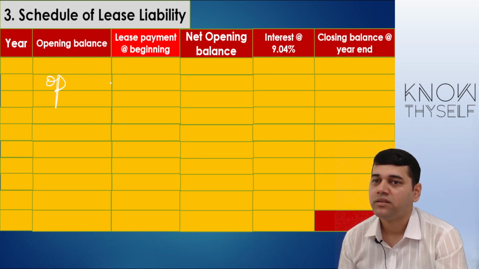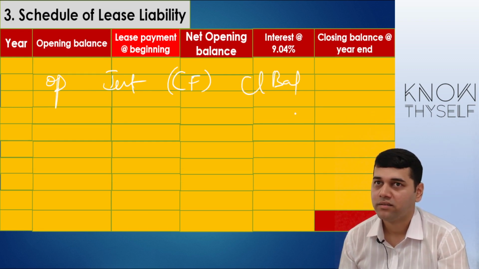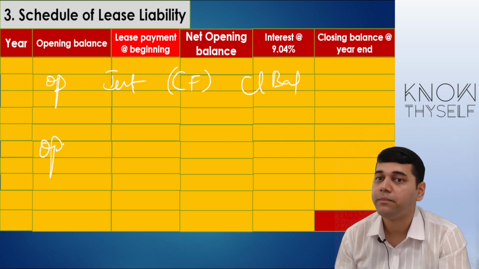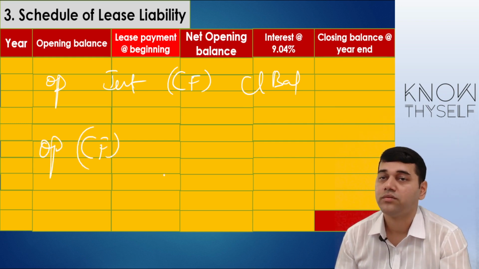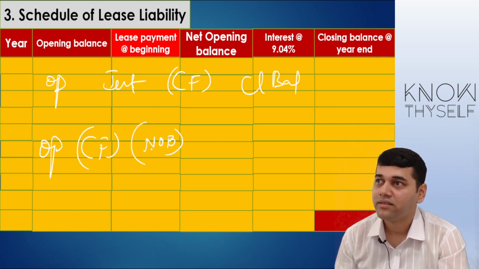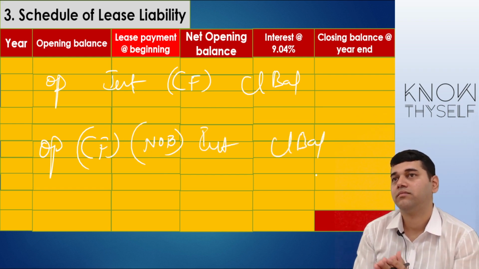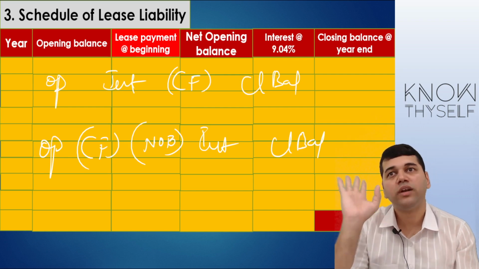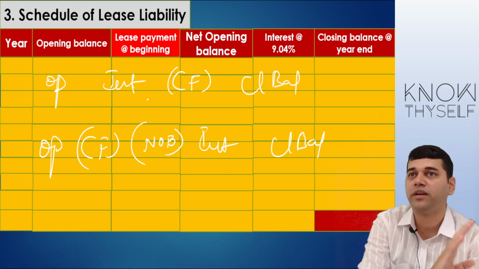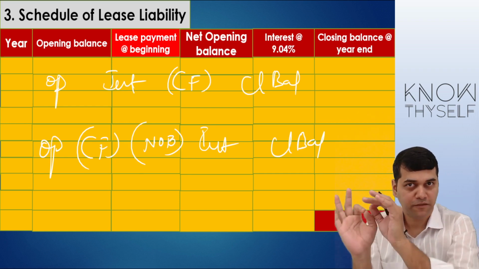Opening balance plus interest less cash flow, closing balance, right? Correct? If at all lease payments are paid at the beginning, you start with the opening balance, then cash flow. Then you say something called net opening balance, then interest, then closing balance. Followed? Otherwise, you end up with confusion, I'm telling you. If you want to follow your old format of opening plus interest minus cash flow, closing balance, yes, it is a recipe for confusion.